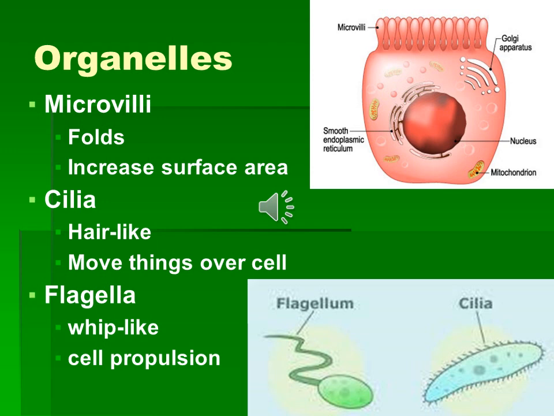And then we have two structures that are used for different types of movement. Cilia are hair-like, and they're for essentially passing things over the surface of the cell, whereas a flagella is a whip-like structure to propel cells. So you may see a whip-like structure, like a flagella, on a sperm cell, right? And cilia you'll just see in general, potentially anywhere, moving things over the surface of the cell.